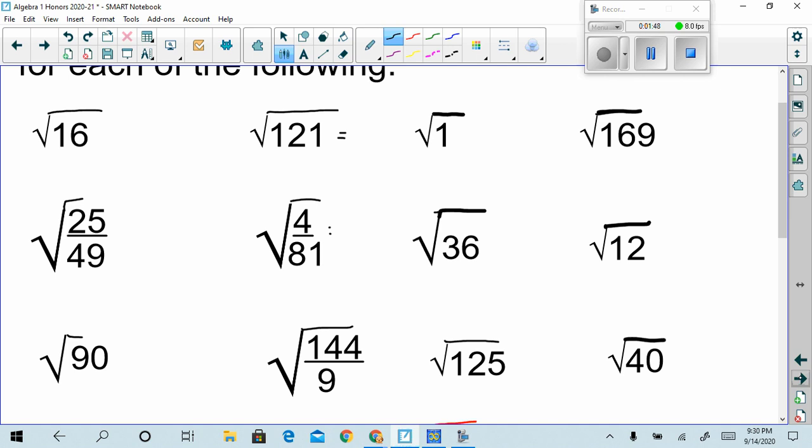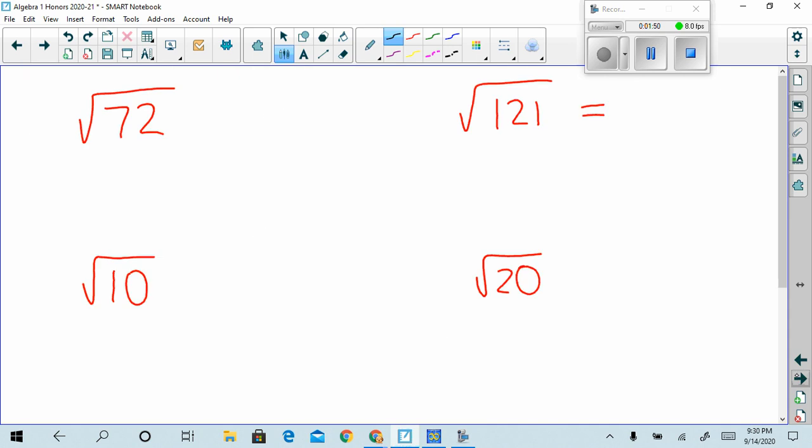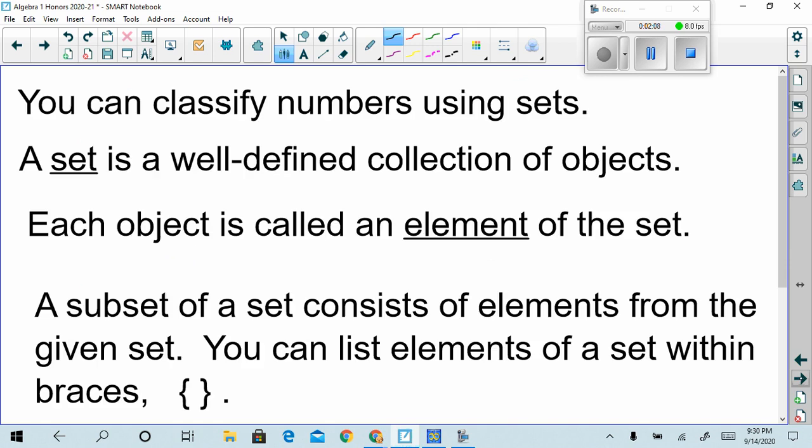We also talked yesterday about simplifying, so we're going to spend a little time on all this today. We did some like this yesterday where we said that we can break this down into our perfect square root factors if we can and simplify. We're going to do a little bit more of that in class today to reinforce.